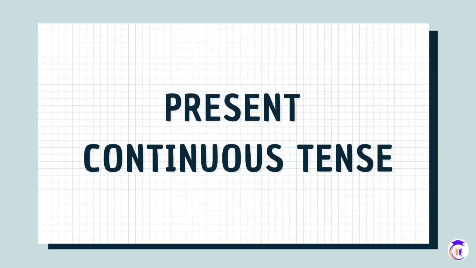In this video, we will learn how to talk about actions happening now or around the current time. It's the present continuous tense, or as some prefer to call it, the present progressive. So, without further delay, let's jump right in.